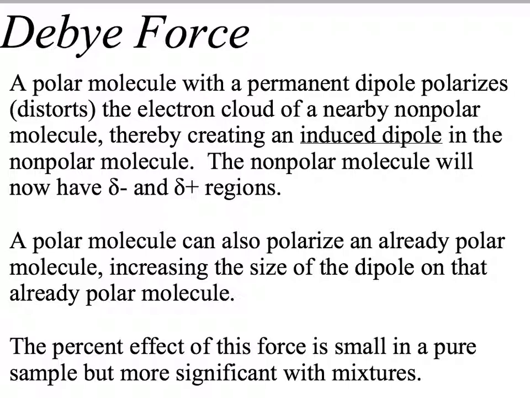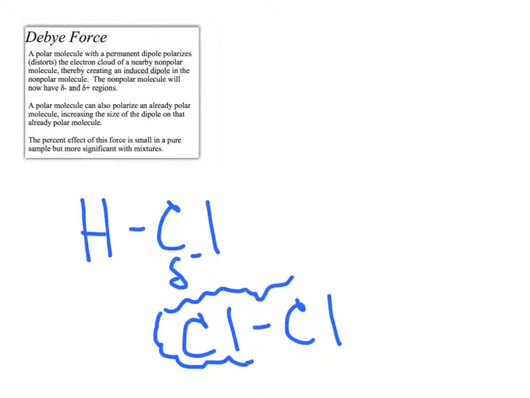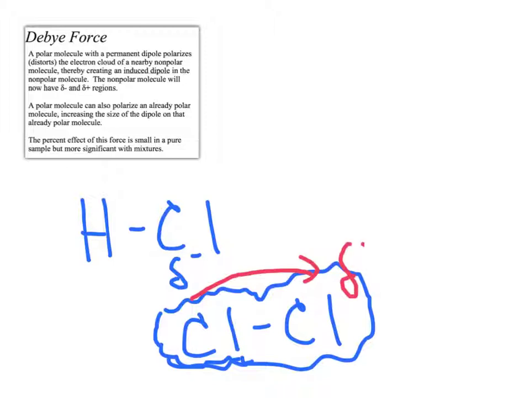So let's take a look at how this might happen. Let's say I have an HCl here, and I have that HCl next to a nonpolar ClCl. The partial negative on my chloride will affect the electron cloud of these chlorine molecules. So the electrons that are around this chlorine are going to try to get away from that chlorine and move to the other side of the molecule, which will induce a dipole, a partial negative.